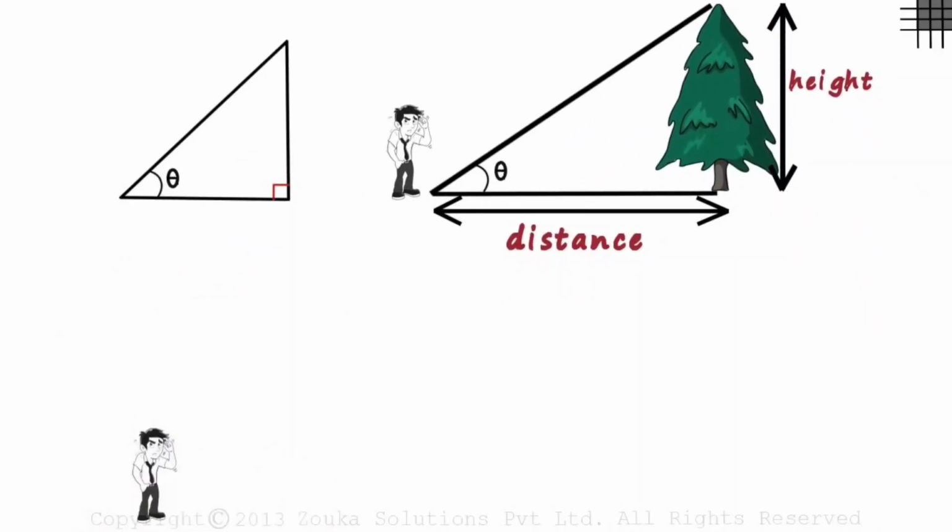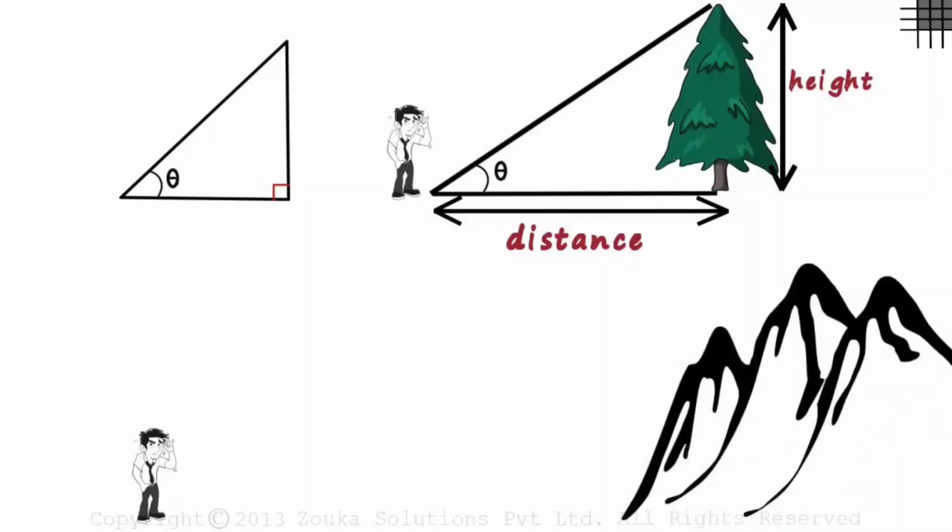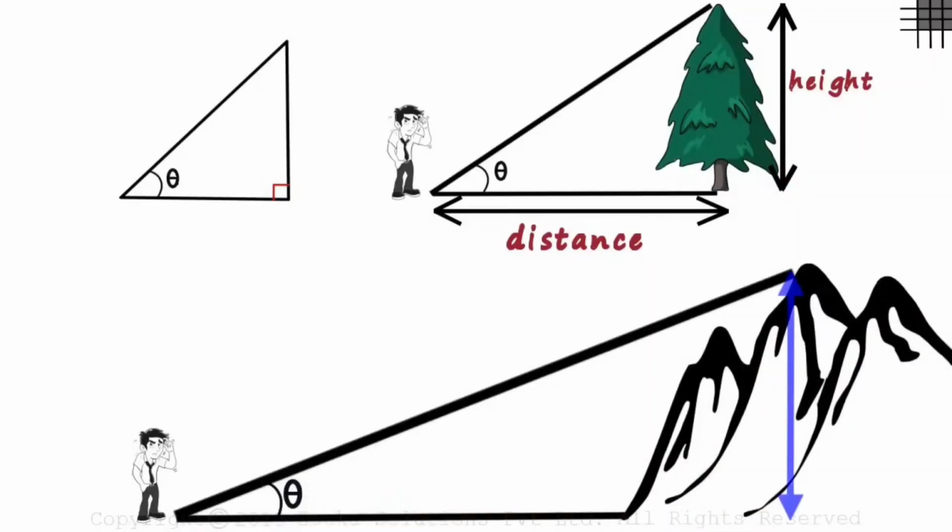Let us move into a complex example. If Manu need to find the height of a mountain, he only knows the distance between the foot and the angle, then he can simply find height of the mountain using trigonometry. How? Let's look into this.